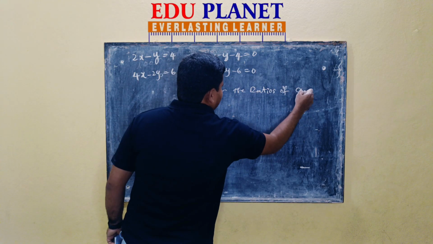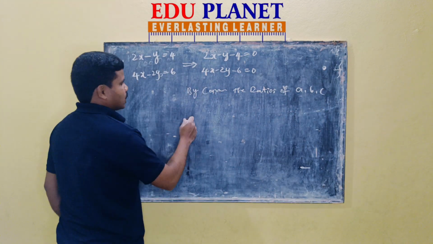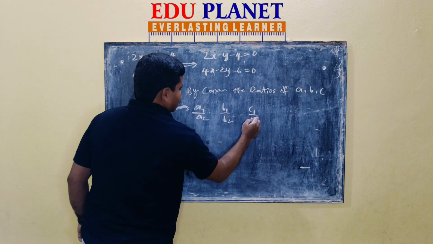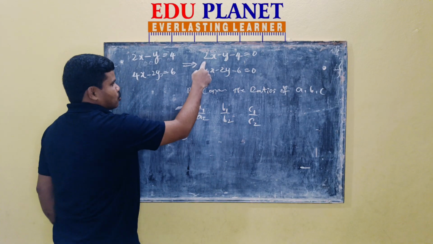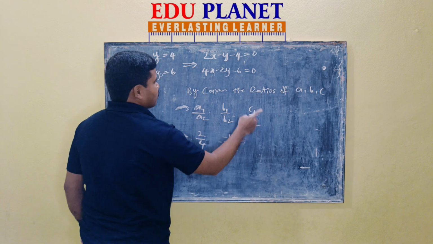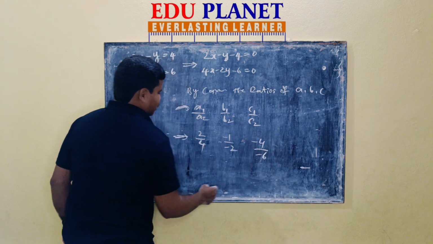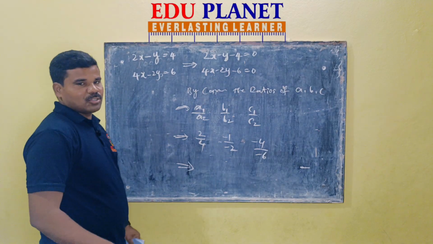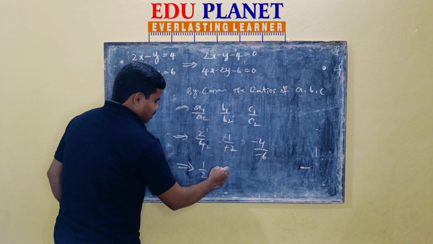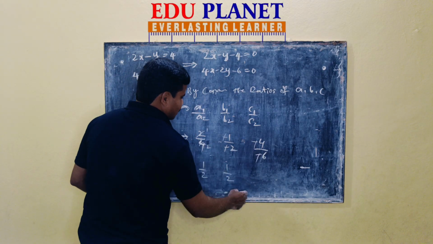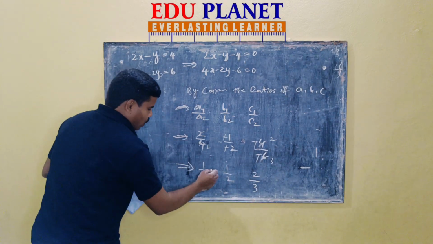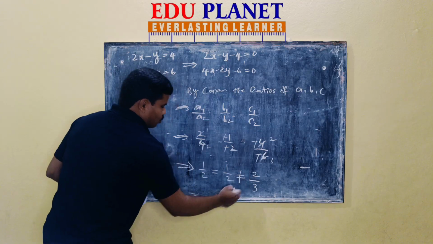By comparing the ratios of a, b, c, these are coefficients. Compare a1 by a2, b1 by b2, c1 by c2. a1 by a2 is 2 by 4. Next, b1 by b2 is minus 1 by minus 2, c1 by c2 is minus 4 by minus 6. Just perform the calculation. 2 ones are 2, 2 twos are 4, it means 1 by 2. Minus minus cancel and 1 by 2 will remain. 2 twos are 4, 2 threes are 6, it means 2 by 3. So 1 by 2 equals 1 by 2, it is not equal to 2 by 3.